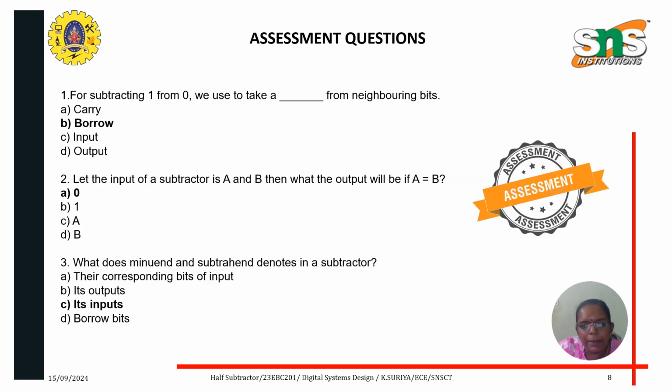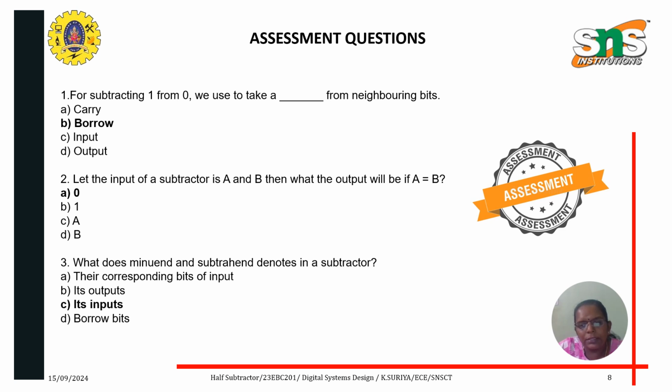Let us take up some assessment questions. For subtracting 1 from 0, we used to take a digit from the neighboring bit. The answer options are carry, borrow, input and output. Yes, the answer is borrow. Let the input of a subtractor be A and B, then what will the output be if A is equal to B? The options are 0, 1, A, B. Yes, the answer is 0.